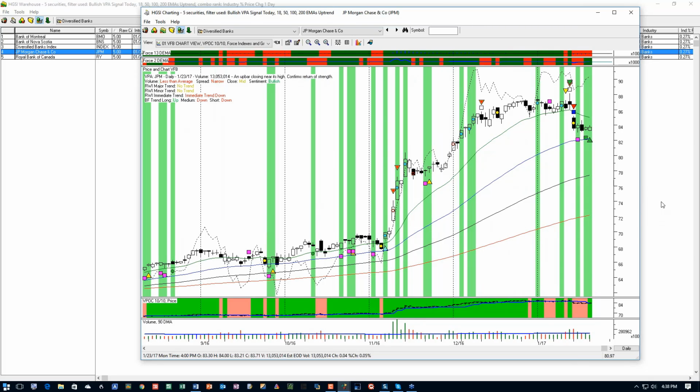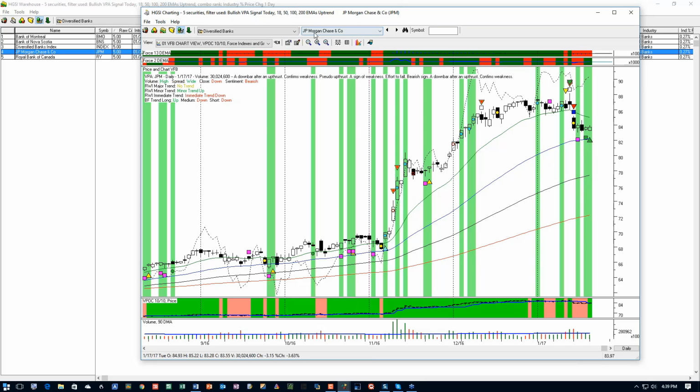But what am I seeing here? I am seeing a fan in place. I'm seeing a group that is holding up. I'm seeing multiple VPA flags. It's a potential trade. Yes, here was an effort to fall on heavier volume.